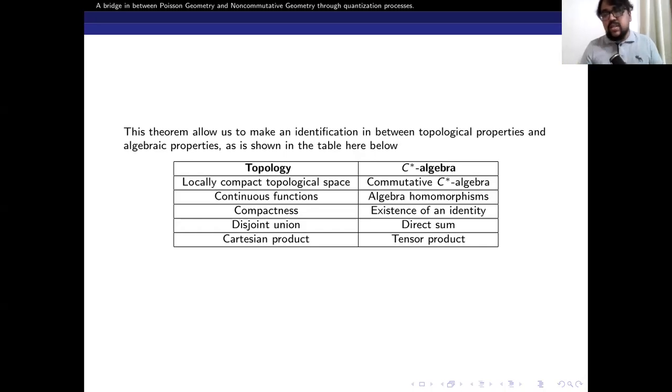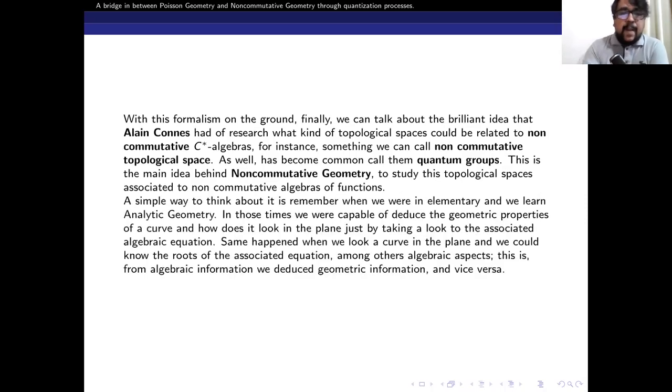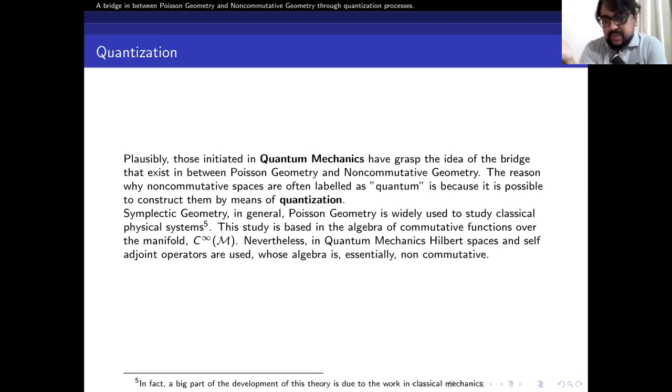That's basically the heart of the idea behind non-commutative geometry. So this was the brilliant idea that Alain Connes had, of researching what kind of topological spaces could be related to non-commutative C*-algebras, something we can call a non-commutative topological space. It has become common to call them quantum groups. And this name, quantum groups, is not by chance, it's not because they wanted it, it actually has its purpose. Well, now let's go for quantization.